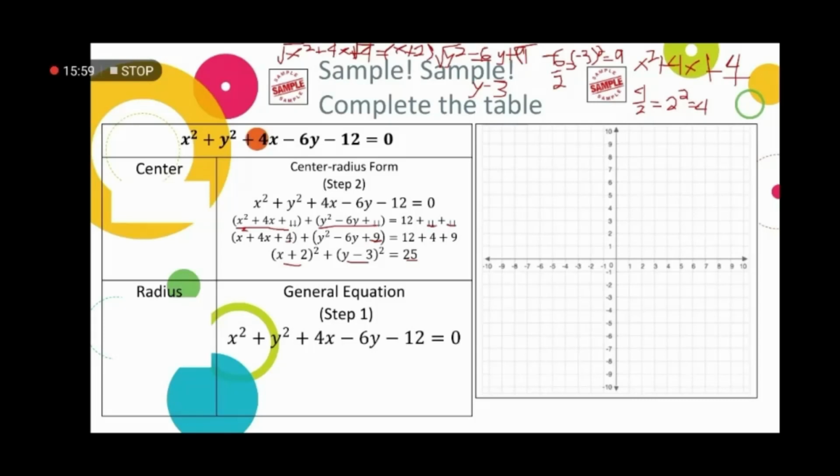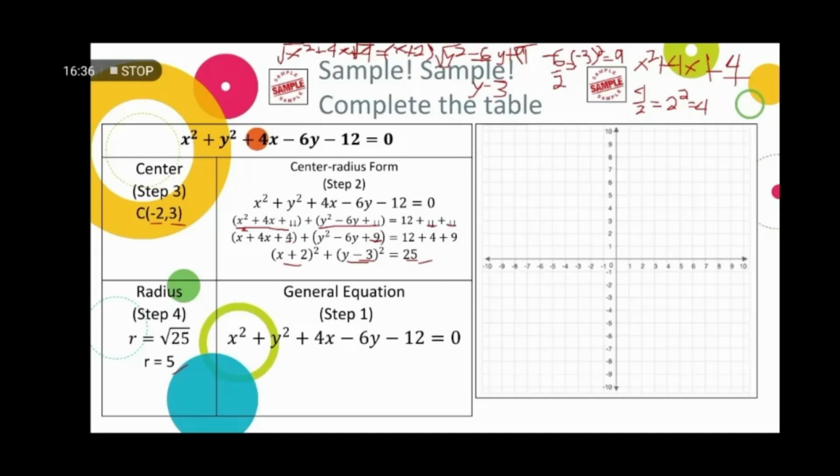The center radius form, again, the center radius form or the standard equation. The next step, or step 3, will be the center. So center at negative 2, comma 3. As you can see, we have this positive 2 here. That is why we interchange the sign. So negative 3 becomes positive 3. So the radius will be the square root of 25, so r is equal to 5.